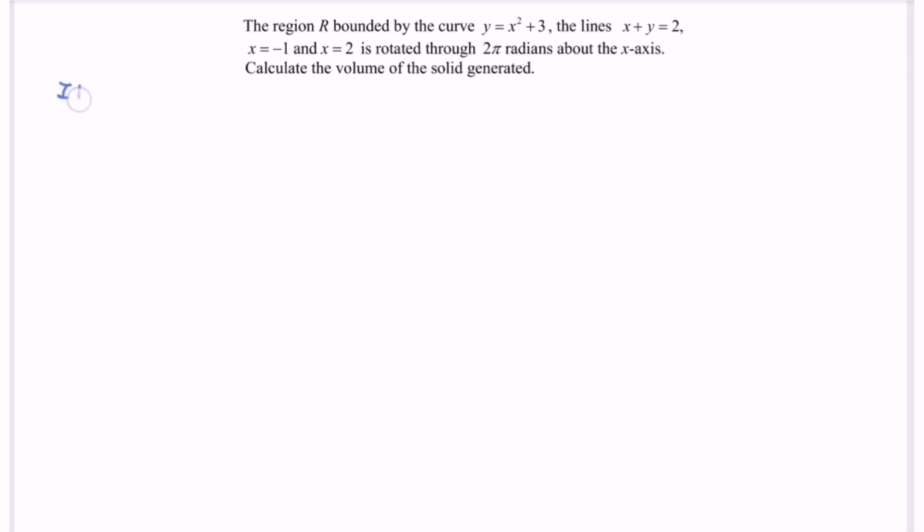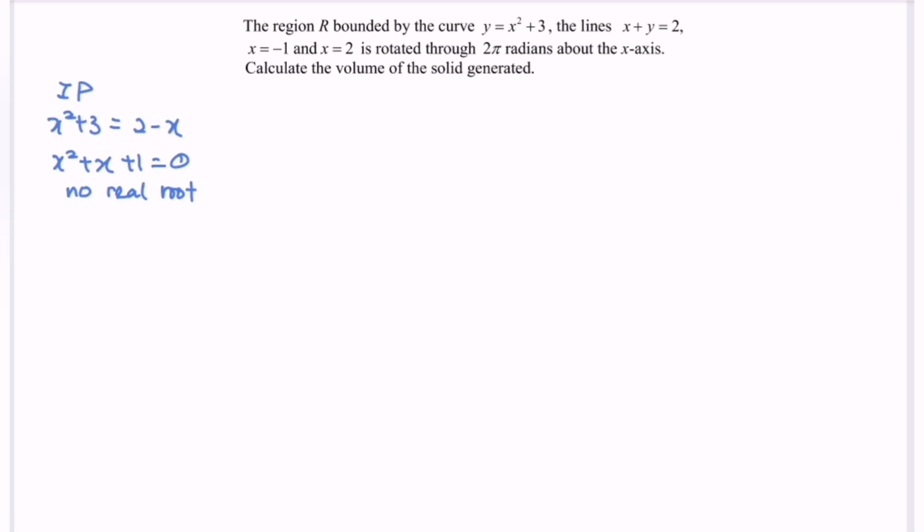So for the intersection point, we have x squared plus 3 equals 2 minus x. So x squared plus x plus 1 equals 0. If we refer to the calculator, we will obtain the symbol i, which means that we have no real root. So the quadratic curve does not meet the line x plus y equals 2.